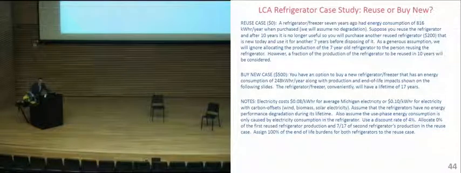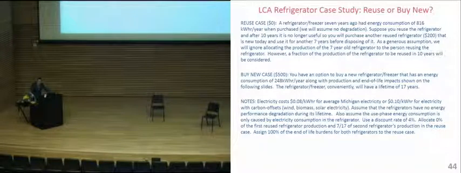With the new refrigerator, it's really straightforward. We're going to allocate all the production burdens, all the use phase burdens, and all the end-of-life burdens to the new refrigerator. But when you're reusing a refrigerator, there are some real questions. I went to the reuse center, and I brought this refrigerator home. Should the production emissions be allocated to me, in terms of the burdens, or should it be to the first buyer? Reasonable people can view it differently.